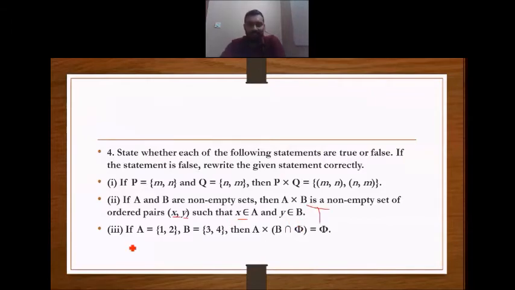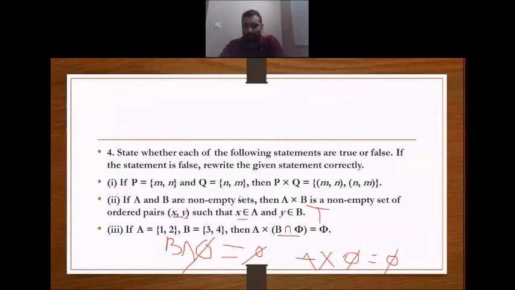Next, third point: if A equal to {1, 2}, B equal to {3, 4}, is A cross (B intersection 5) equal to empty? Is it true or false? Now we know that B intersection 5 means common elements between B and 5, which is always an empty set, because there is no element common. So B intersection 5 equal to empty. Therefore A cross 5 is empty. So this is from note number 3 which we have.